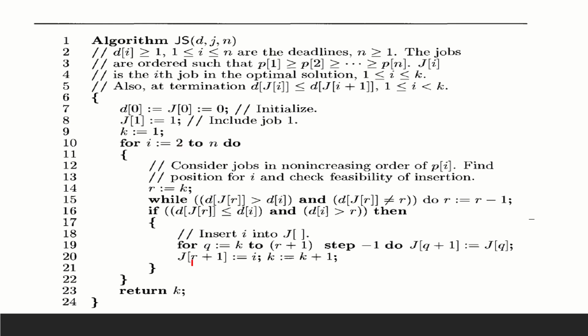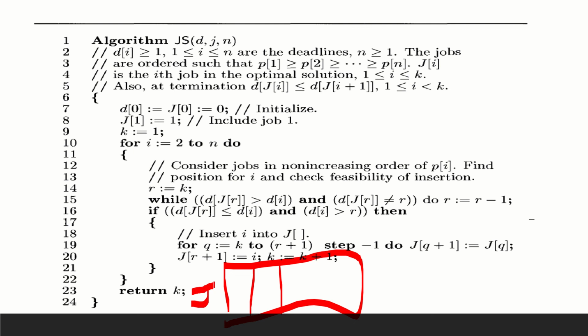The same process is continued. Then we consider the next job, which in our example is the last job, and continue the steps. Finally, K will give you how many jobs there are in our answer, that is, in our optimal solution. J is an array which consists of our optimal solution. K counts how many jobs there are, and J gives you which are the different jobs.